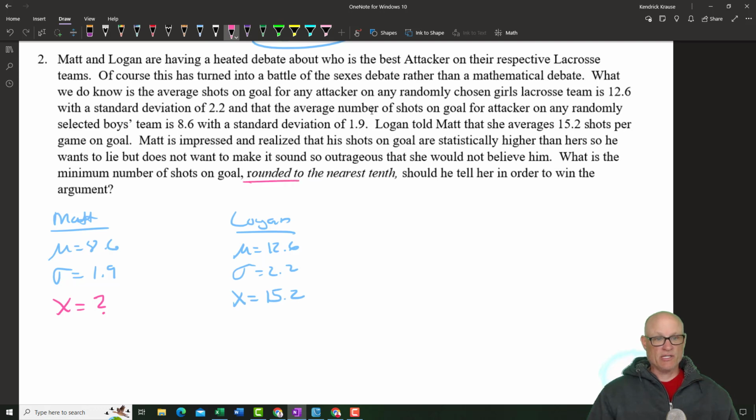So we want to be equal. What is the minimum number of shots on goal, rounded to the nearest tenth, should he tell her in order to win the argument? Okay, so let's see. This is going to be a little tricky question. So first thing we're going to do is figure out the z-scores. Z equals, because the only way to do this is through z-scores, 15.2 minus 12.6 divided by 2.2.